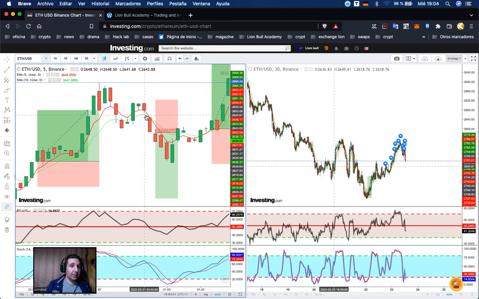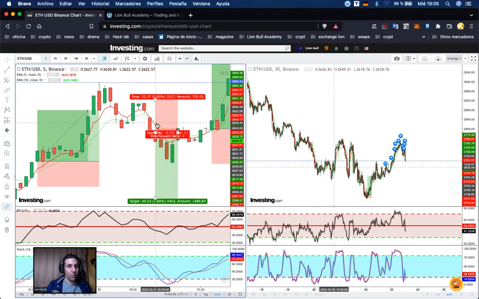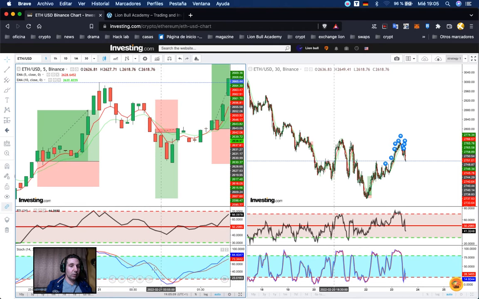To enter short in the market, you just need to wait for the red exponential moving average, the 5 period, to go below the green moving average, the 10 period. So the 5 goes below the 10. Then we wait for the RSI to go below 50, and the stochastic to show us a downtrend.